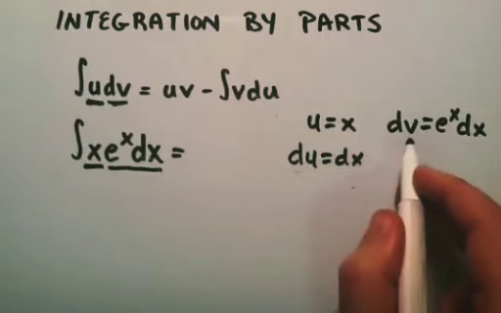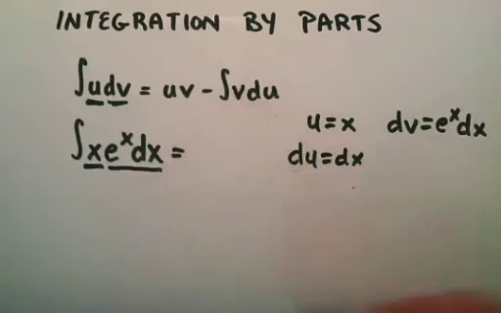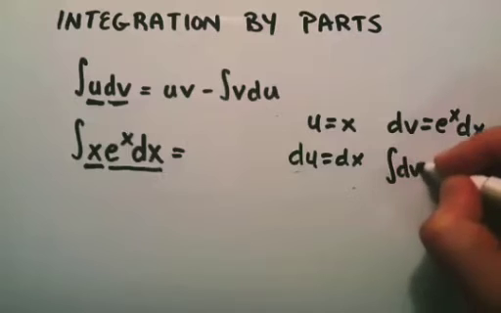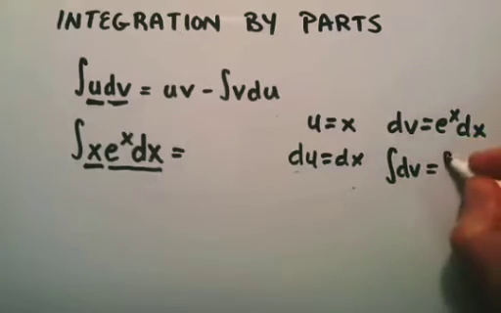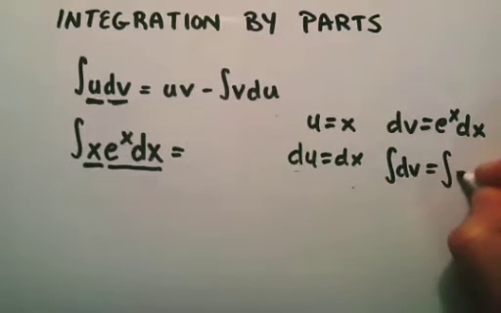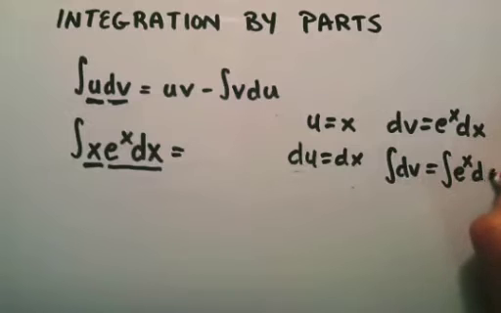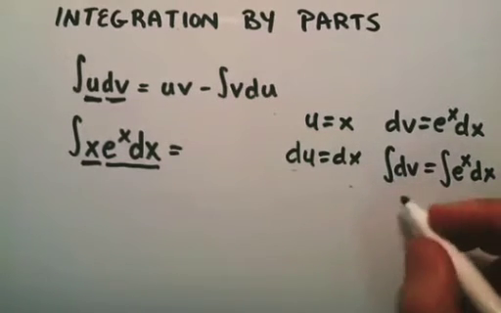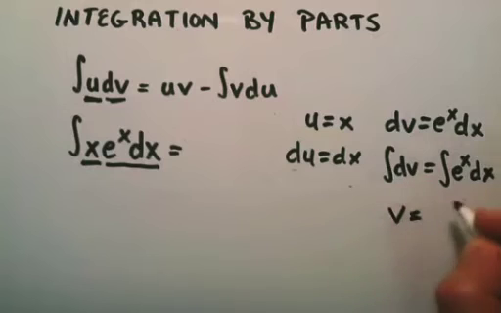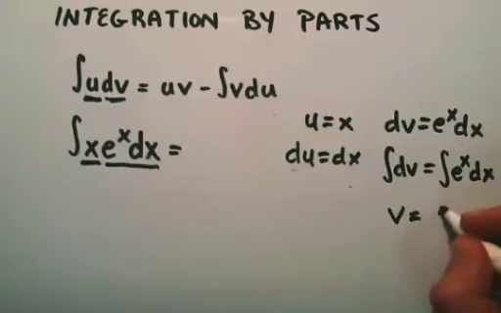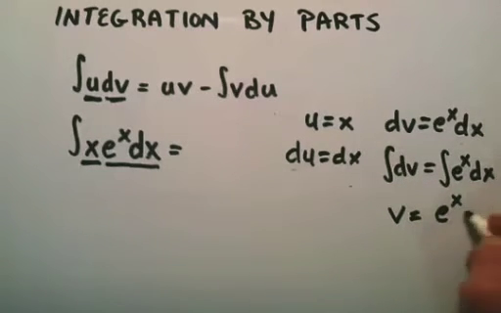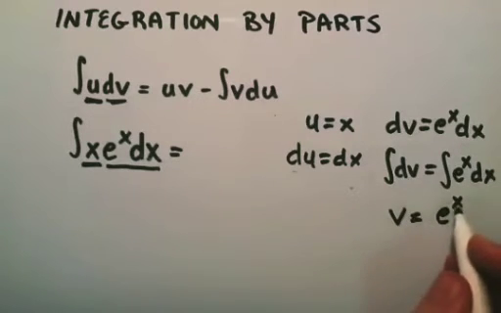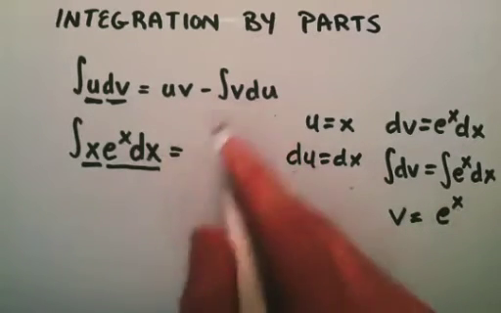Now let's figure out what v is going to be. If we integrate the left and right hand side, we have the integral of dv is equal to the integral of e to the x dx. If we integrate this side, we simply have v. If we integrate this one, we have e to the x plus some constant, but we're not going to worry about the constant right now. So v is equal to e to the x. Now we have all the parts we need.